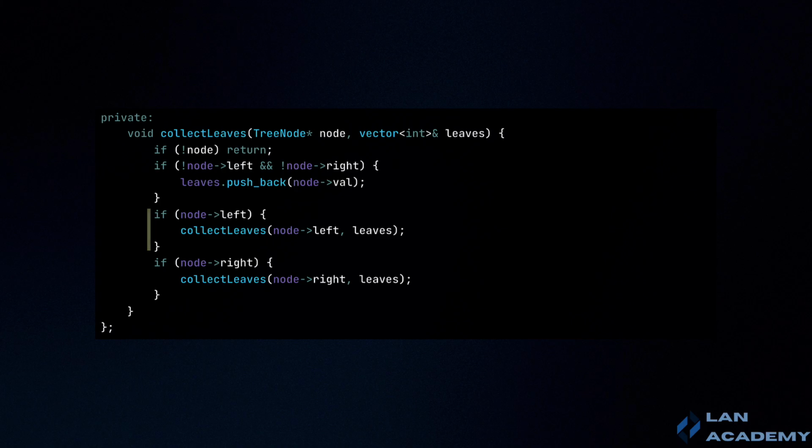If the current node has a left child, the function recursively calls collectLeaves on the left subtree. This ensures that the function continues to explore the tree down the left side until all leaves are reached, adding each leaf value encountered to the leaves vector. Similarly, if the current node has a right child, the function calls collectLeaves on the right subtree. This means the function will continue down the right side of the tree until all leaves are found, adding these values to the leaves vector.